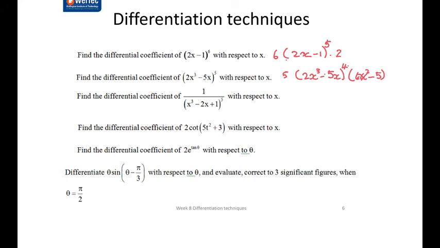The next one, you would rewrite it with a negative power, and then you'd use the chain rule. Have a look at number 5, where it's an e function. Then it would be the derivative of the power, which is 6 squared, but it's multiplied by the 2 that's already there, and then times the original.